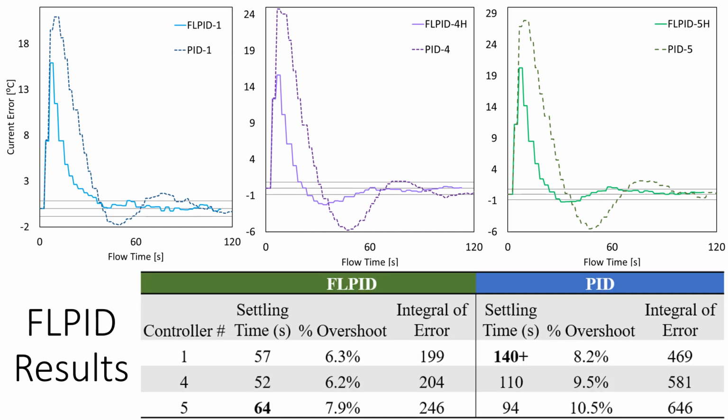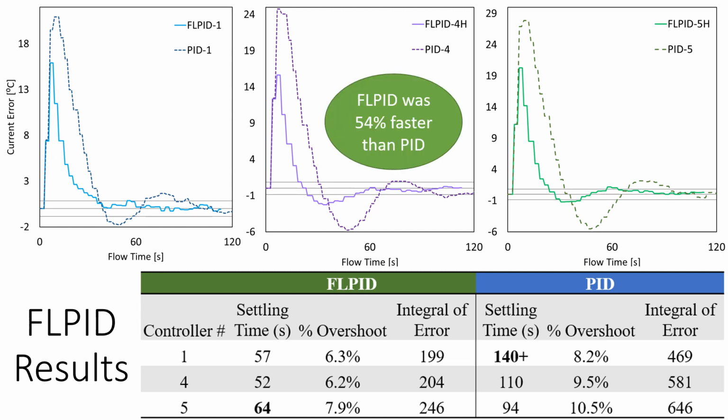On the left-hand side is fuzzy logic PID for the three controllers. We have a settling time of 50, 60 seconds in that range, the percentage overshoot, and the total integral of the error we experienced during the time. PID controls on the right, much higher settling times, much larger overshoots, and a dramatically larger integral of error.